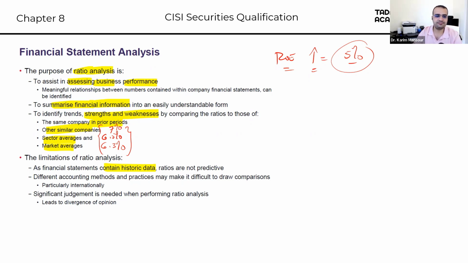Ratios are not predictive. Different accounting methods can be used, from differences between the US GAAP and UK GAAP and international accounting standards. So if the company prepares its financials according to the international standards, you might get a return on equity of 5%. But if it uses the UK GAAP, you might get a return on equity of 4%. Just because the accounting and the financial reporting has differed. That's the problem.